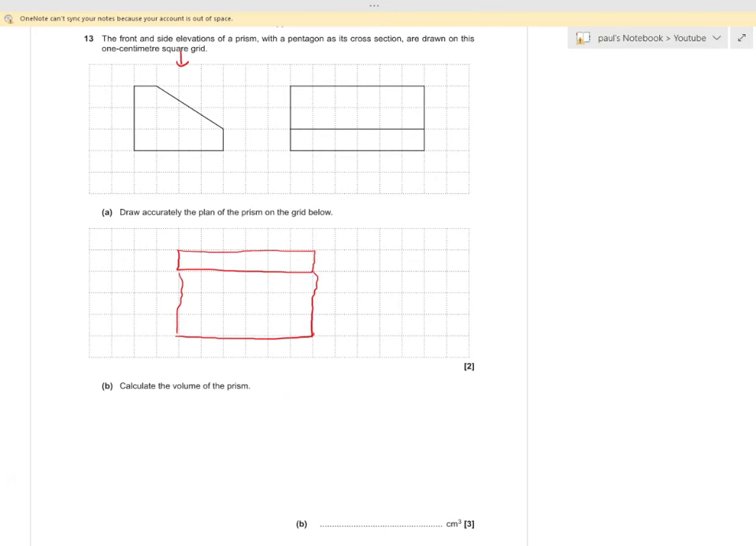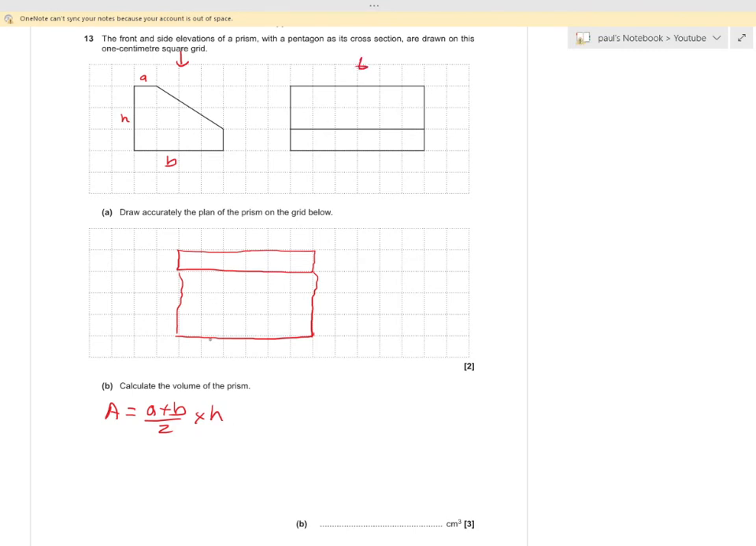So rectangle 6 by 4, 1, 2, 3, 4, 5, 6, 1, 2, 3, 4. Now calculate the volume. Oh my goodness gracious. The volume is going to be the area of this. That's right, so the area is a prism thingy, isn't it? So A plus B divided by 2 times H, there's A, there's B, there's H. And then we're going to times it by 6.